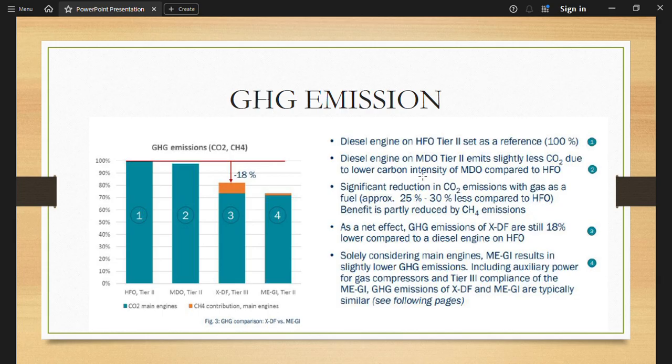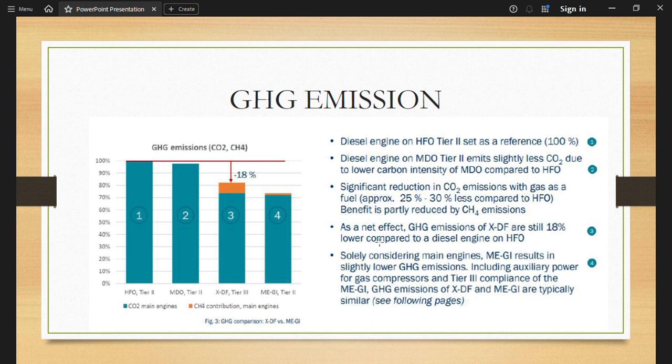The diesel engine on MDO Tier 2 emits slightly less CO2 due to lower carbon intensity of MDO compared to HFO. Here you can see MDO, this is for HFO which is Tier 2, and MDO which is also Tier 2, but it emits slightly lesser. Significant reduction in CO2 emissions with gas as a fuel, approximately 25-30% less compared to HFO. Benefit is partly reduced by CH4 emissions.